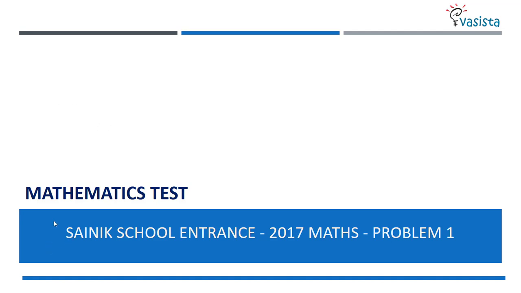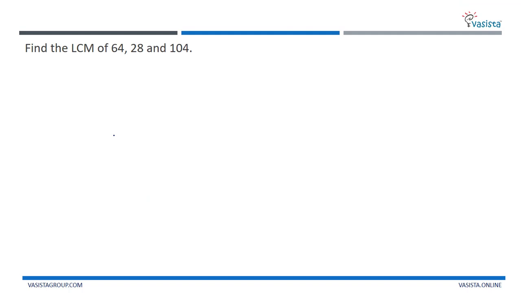Fine, let me start solving the problem based on Sainik School Entrance 2017. Right, let us check out this one. Find the LCM of 64, 28 and 104, they have given. So it's a very simple problem, right? We need to find the LCM of 64, 28 as well as 104.